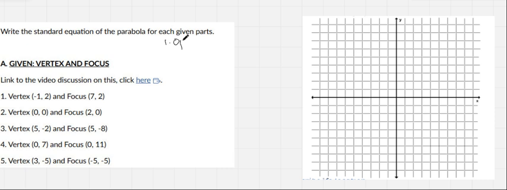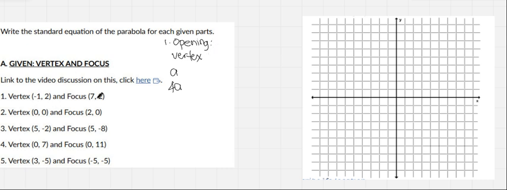First, we have the opening, and then we've got the vertex, then followed with an A, or if not, our 4A. So once we're done identifying those, we will be able to write our standard equation. So let's start off with the opening.